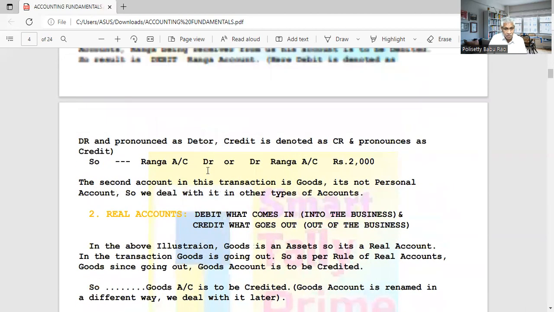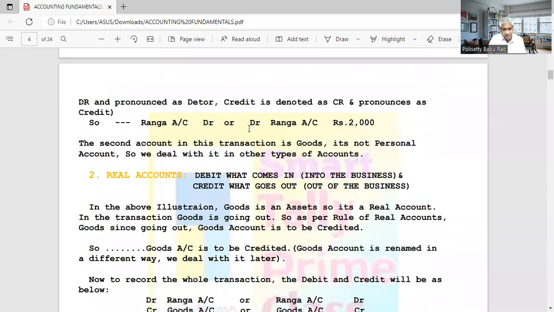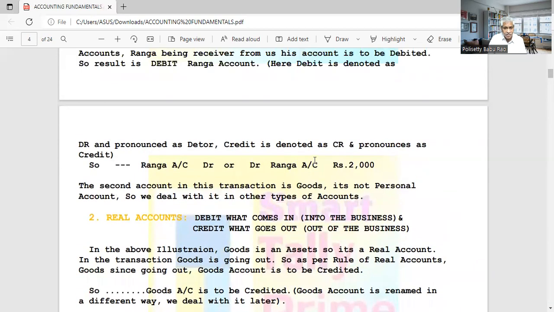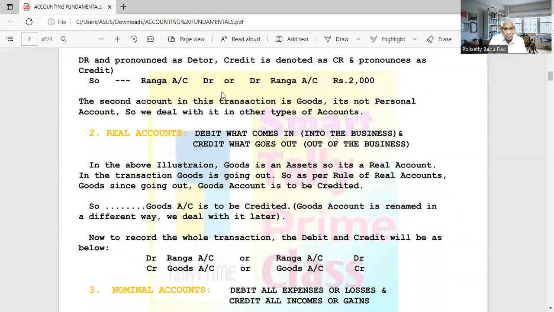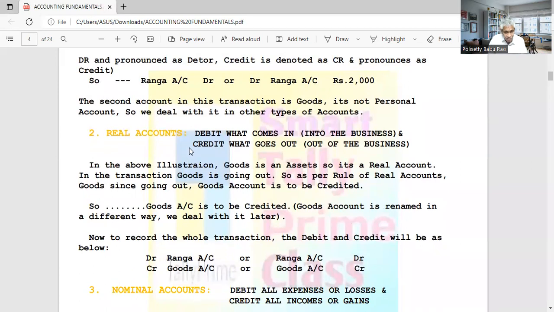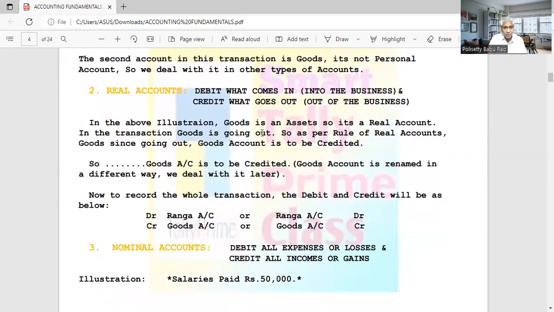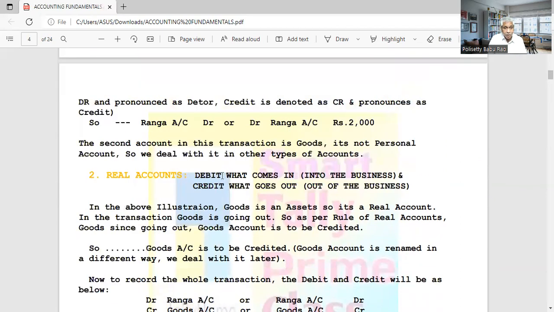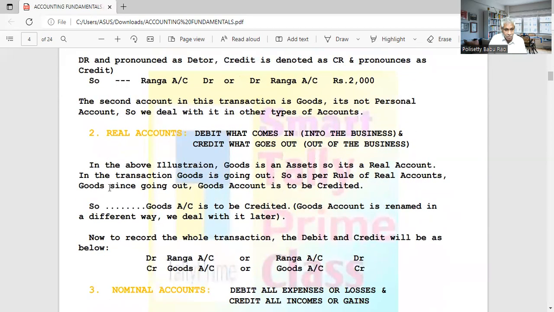Now, in the above illustration, we identified Ranga as a personal account. As per the rule of personal account, Ranga account is debited. What is the second account? The second account is goods. Goods is a real account. So now we are discussing real account. Goods is an asset, a real account. And in this transaction, since we are selling the goods, that means goods is going out. So since the goods is going out, as per the rule of real accounts, goods account is to be credited.